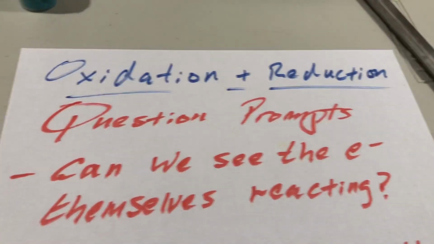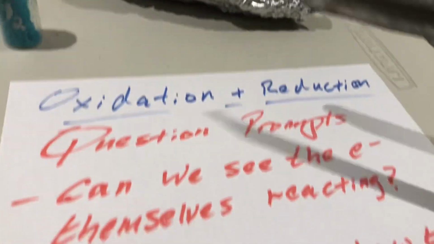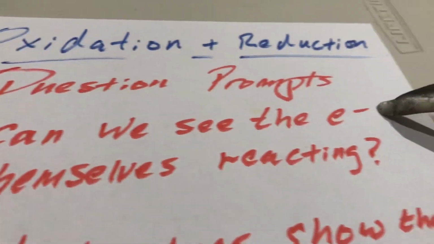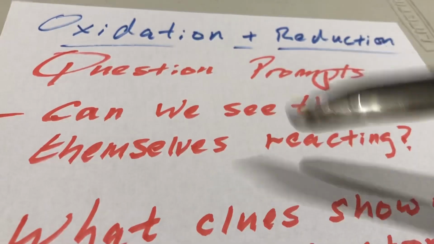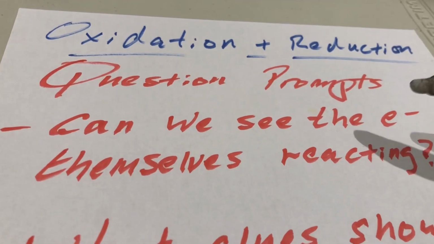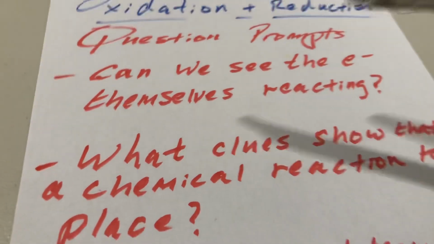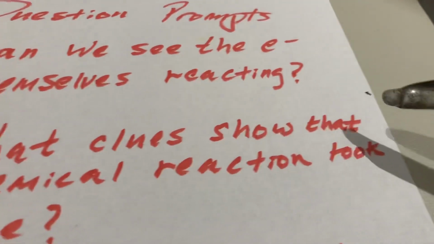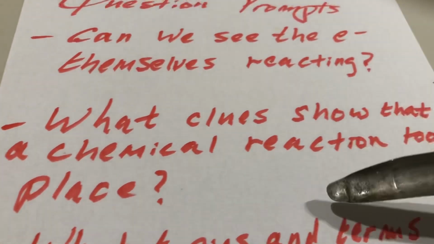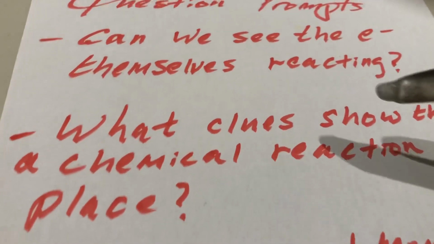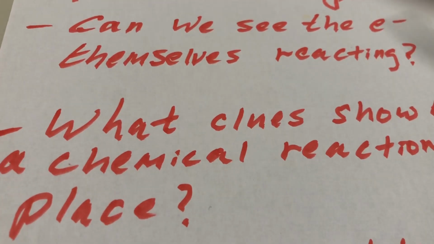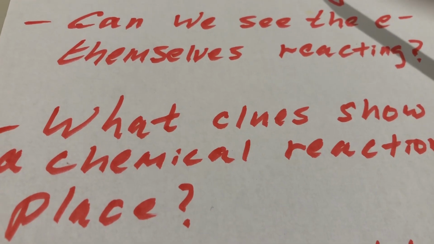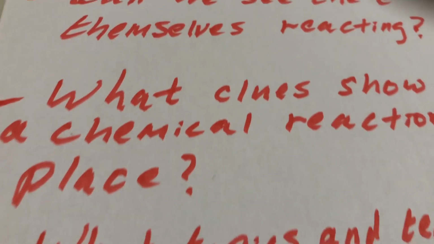First one: can we see the electrons themselves when they're reacting in the particular demo? That's question number one. Question number two is what clues show that a chemical reaction took place? So let's put together what clues you saw visually that a chemical reaction took place.